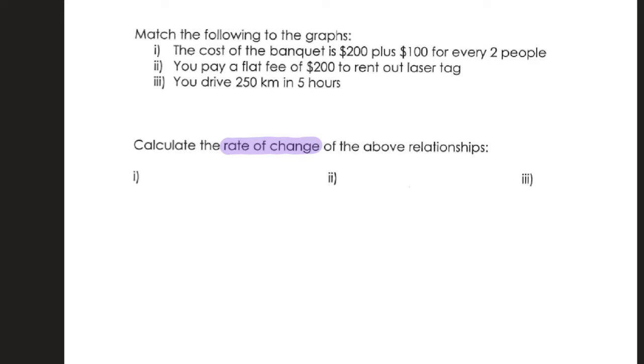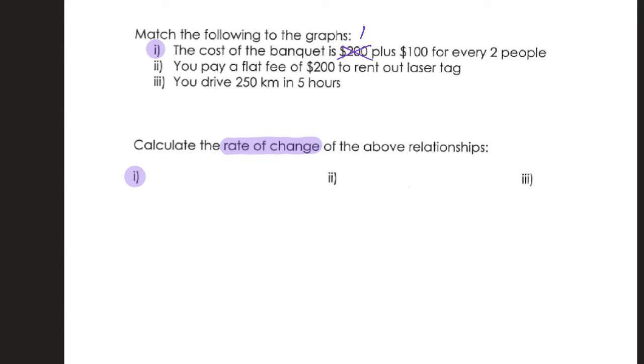So let's deal with our scenario. So I'm lining up with my scenario. I'm dealing with number 1. The cost of the banquet is $200 plus $100 for every 2 people. Okay, I'm hoping that either in the situation or by you looking back up at your graph, we can tie together that in that situation, this 200 does not relate to my rate of change.